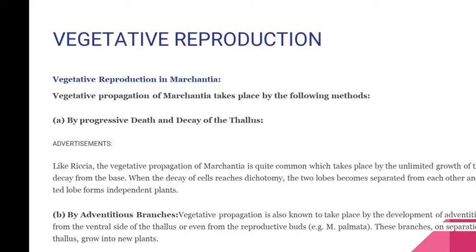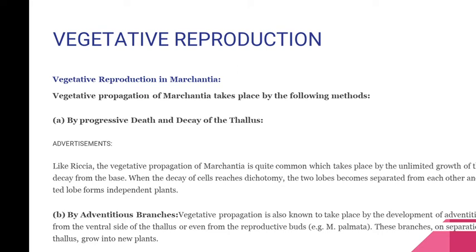So, vegetative reproduction in Marchantia. Vegetative reproduction takes place by the following methods: by progressive death and decaying of the thallus. It is a common mode of vegetative reproduction in bryophytes. Like Riccia, vegetative propagation in Marchantia is quite common, which takes place by unlimited growth of branches and decay of the base. When the decay reaches the dichotomy, the two lobes spread from each other and each separate lobe forms an independent plant.